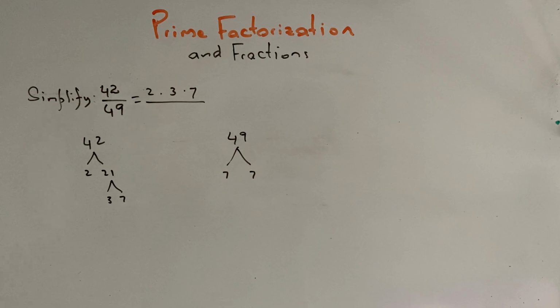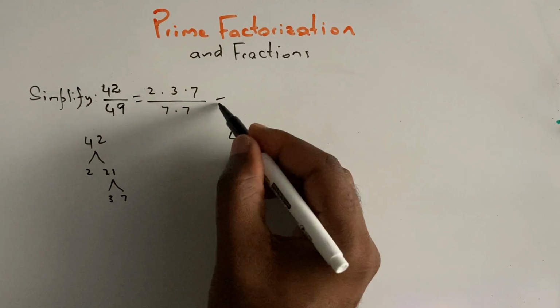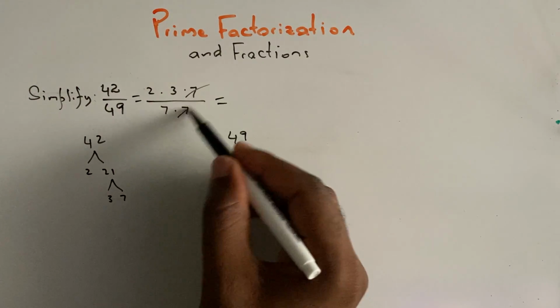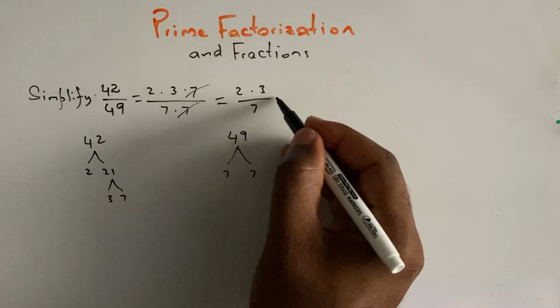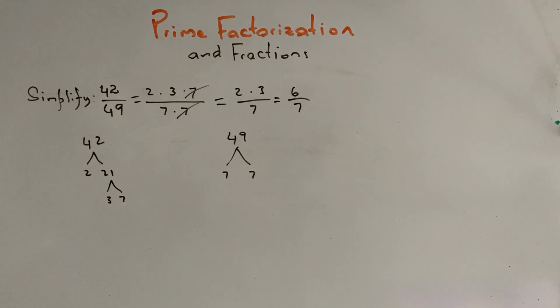Okay? Now we look for like factors. There's a 7 on top, and a 7 on the bottom, so I can eliminate 7. Therefore, it's 2 times 3 over 7. And 2 times 3 is what? 6. So 6 over 7 is this fraction right here, simplified. 42 over 49, simplified. Okay? So remember how to find prime factorization, and once you get the prime factorization, you can actually simplify fractions. All right? Thank you.